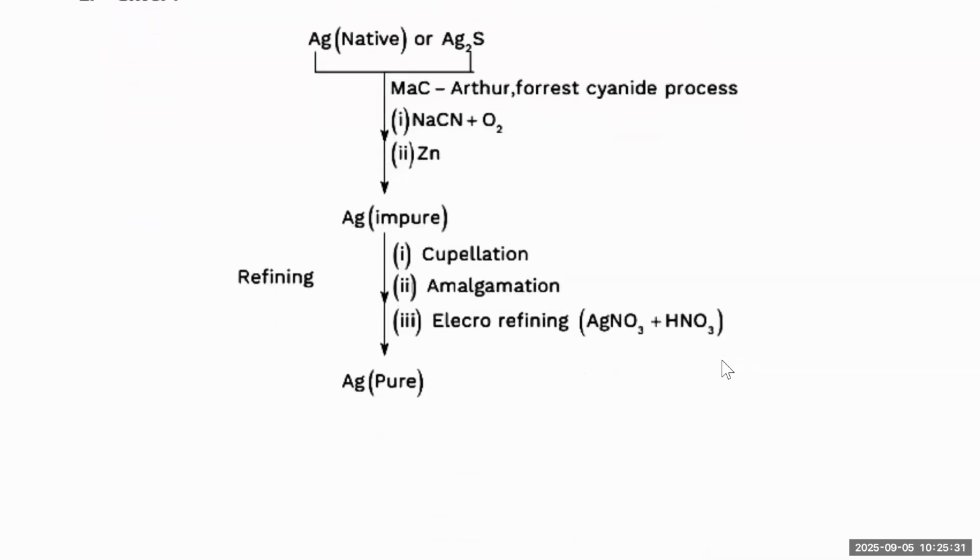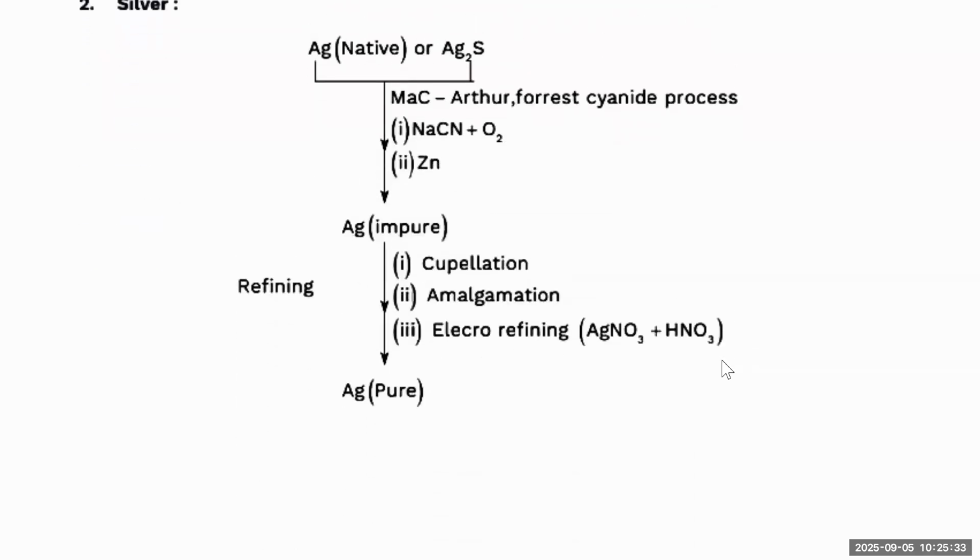Silver. Silver either occurs as native metal or as Ag2S. Use the MacArthur Forrest cyanide process, that is leaching. By the way, the process name is leaching. NaCN plus O2 and zinc, you will get silver in impure form. You can do refining using cupellation, amalgamation, or electro refining. Depending on the quantity and the source available, you can use it accordingly and get silver.